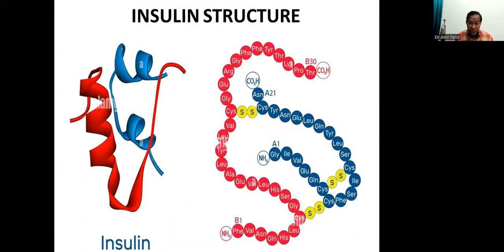Okay, so this is the insulin structure. The blue chain is the A chain, and the red is the B chain. And you will notice that there are the disulfide bonds in between the two chains, and also in between the two parts of the A chain. And the disulfide bond is between the cysteines.